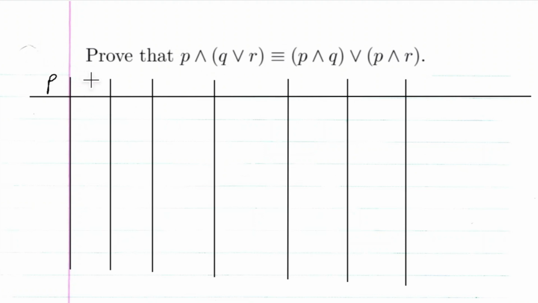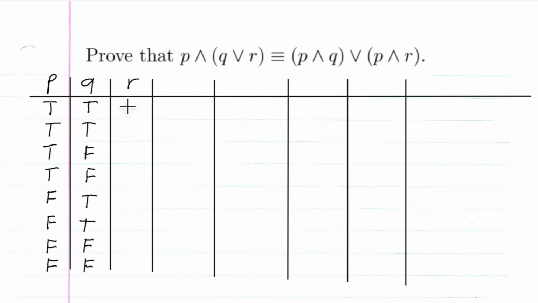So P, Q, R. And then we have to find all the possible combinations between these three. So for P, that'll be true, true, true, true, false, false, false, false. And then for Q, true, true, false, false, true, true, false, false. And then for R, true, false, true, false, true, false, true, false.